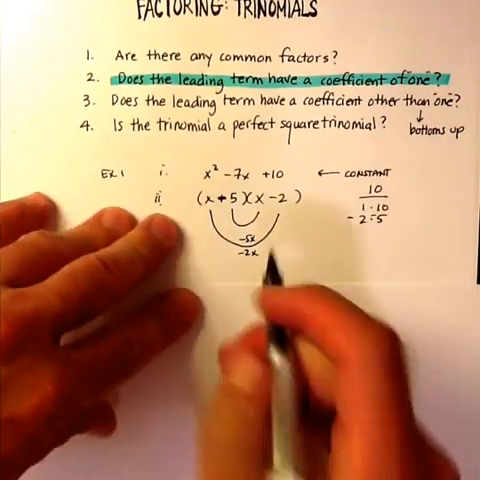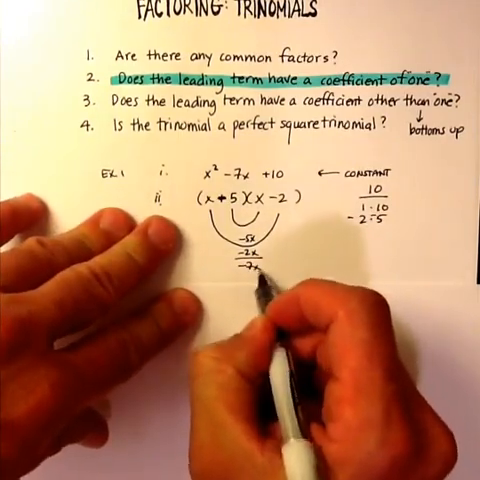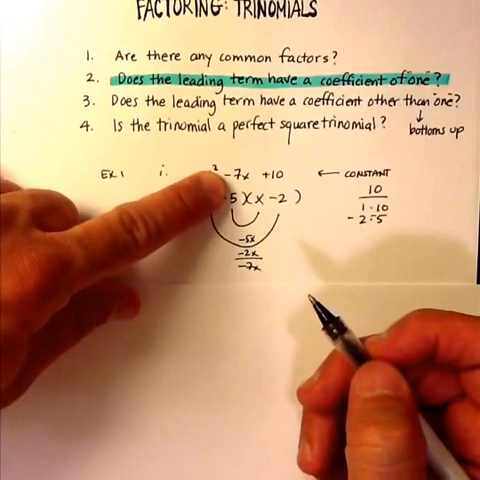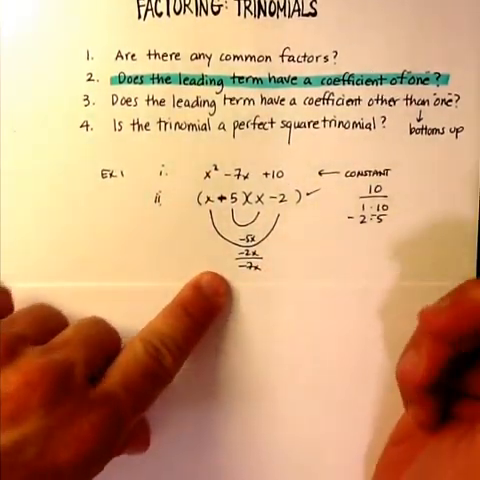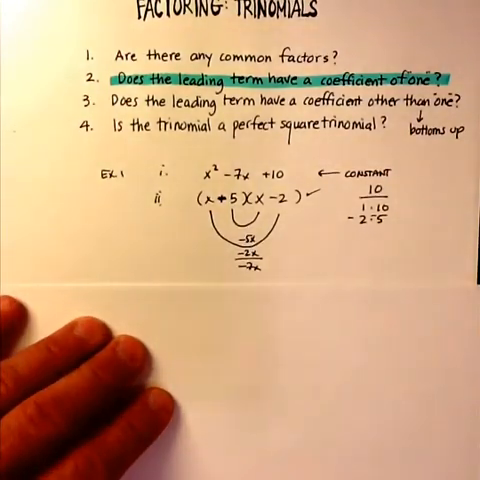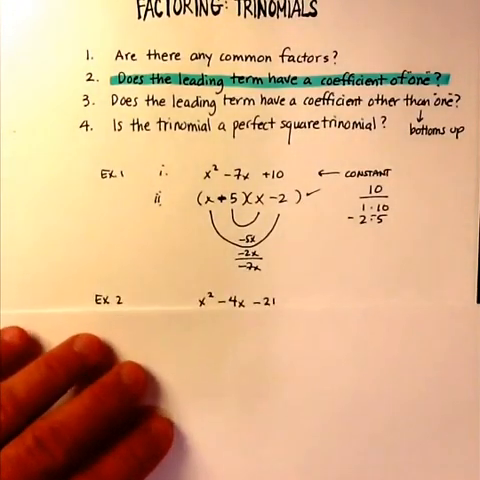Add that up, and look what you get. -7x, and it matches the middle term. So you know that this is actually correct. This is just a way of checking your answer. Okay, let's try the next example here.